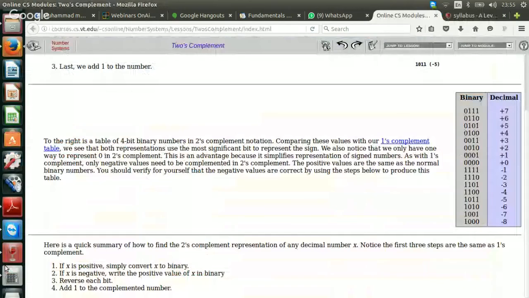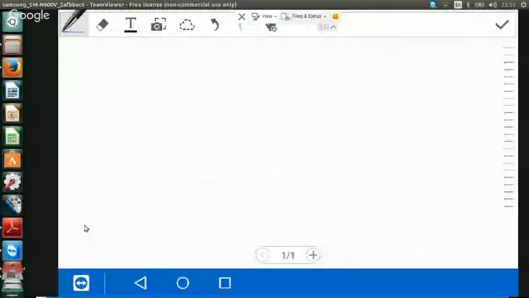Let's do one more example. So how can +6 be represented? You can do it yourself into binary. 1 2 4 8, 0 1 1 0. This will represent positive 6. 4 plus 2.